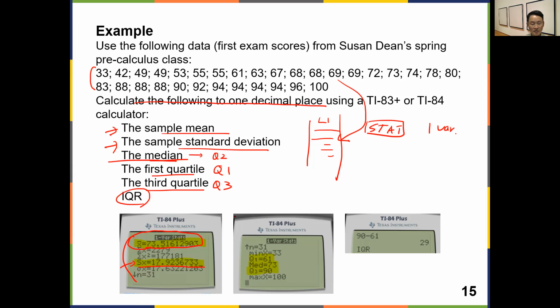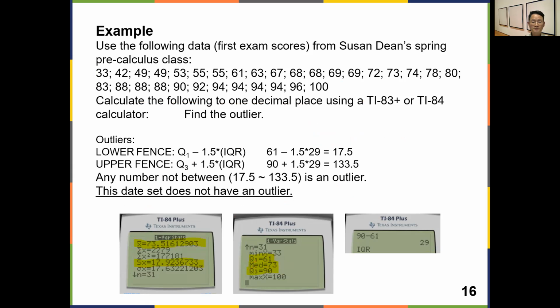The median, where's the median? Median is right here, 73. First quartile, 61. Third quartile, 90. IQR was what? Q3 minus Q1, right? 90 minus 61, 29 is the IQR. So if you use the graphing calculator, like I said, it's very, very easy, right?